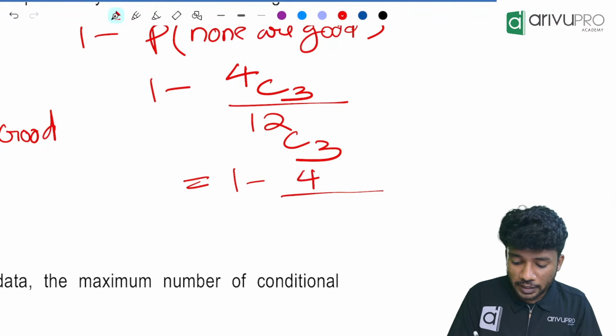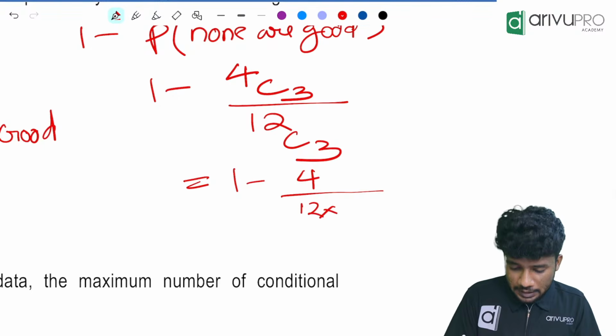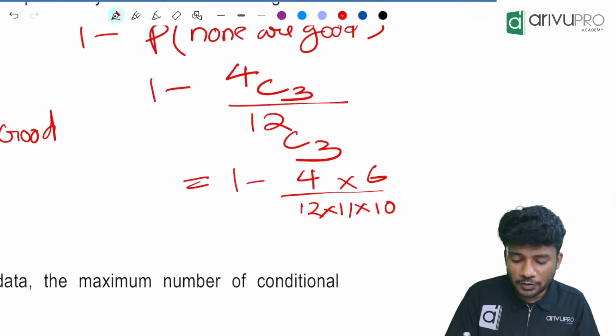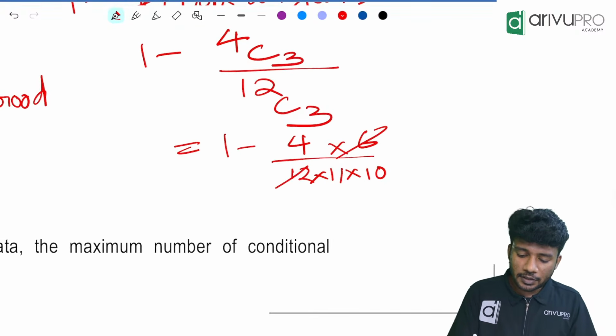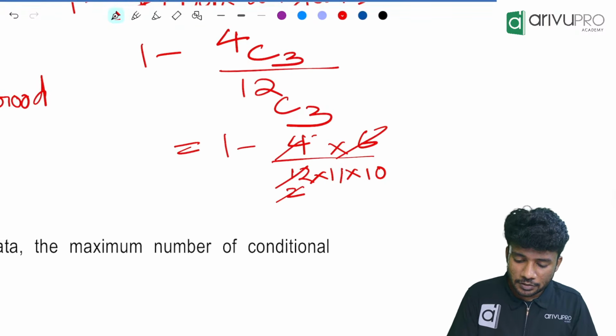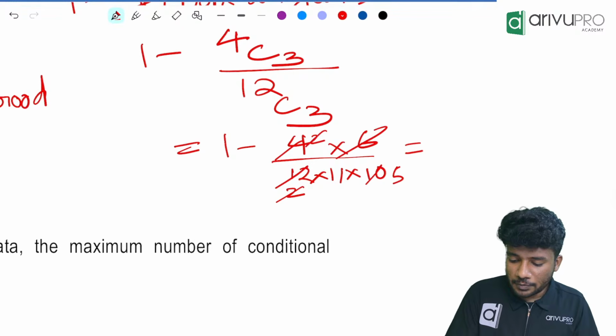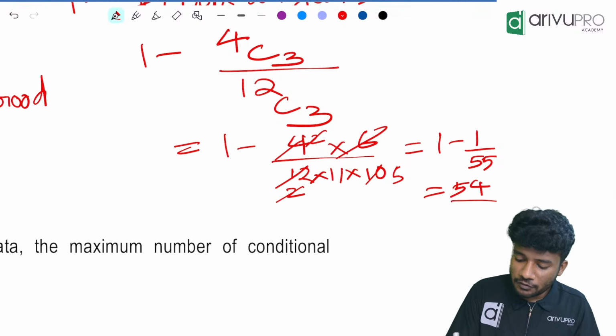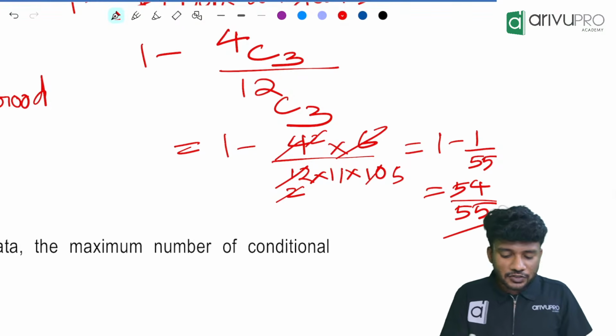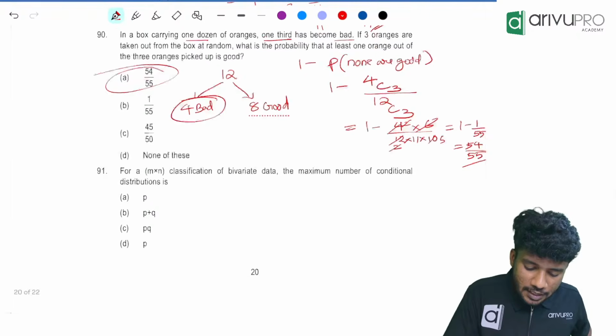That is nothing but 4 divided by 12 into 11 into 10 divided by 6. The 6 goes to the numerator, that means this got cancelled. What is remaining? 2, then 5. That is nothing but 1 minus 1 by 55. Answer will be, taking LCM, 54 divided by 55 is the answer. Which option? Option A is the answer.